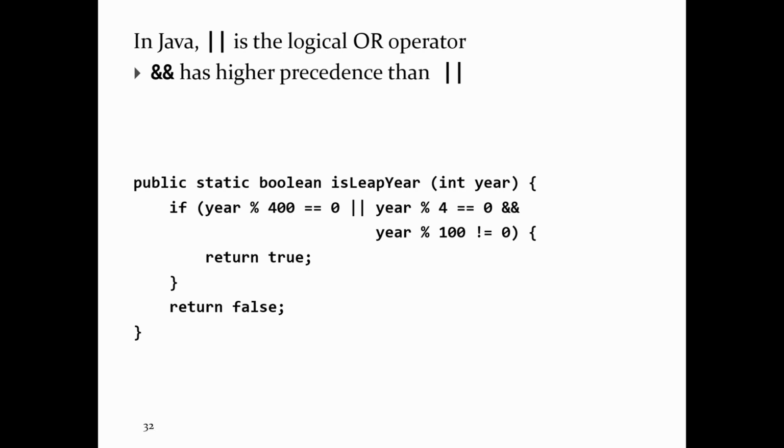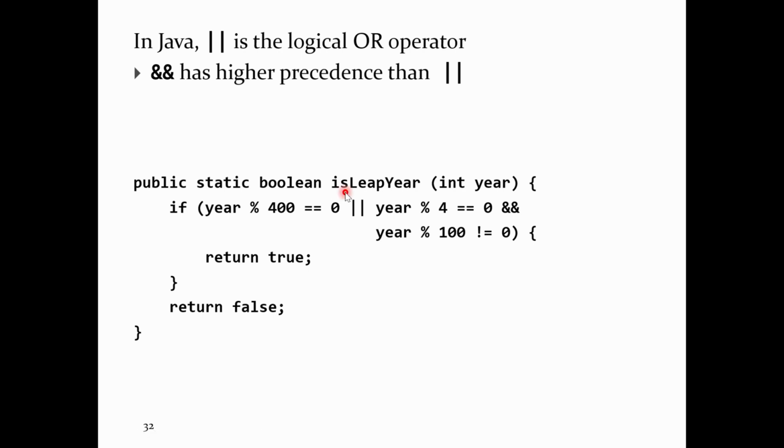If you want OR, that's the double vertical bar. The single vertical bar is bitwise OR, so again, not the one you want. So you want the double vertical bar. And has higher precedence than OR, just like it does in mathematics and like it does in Python.